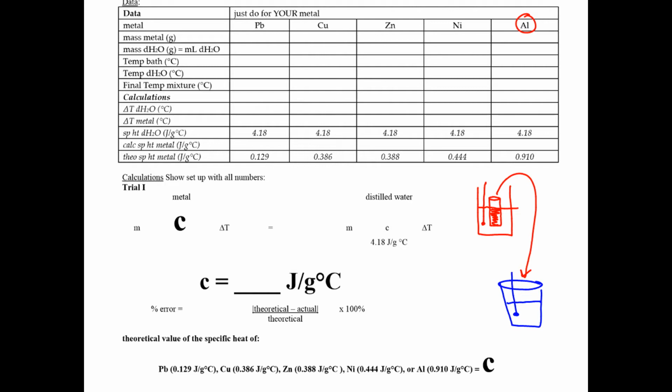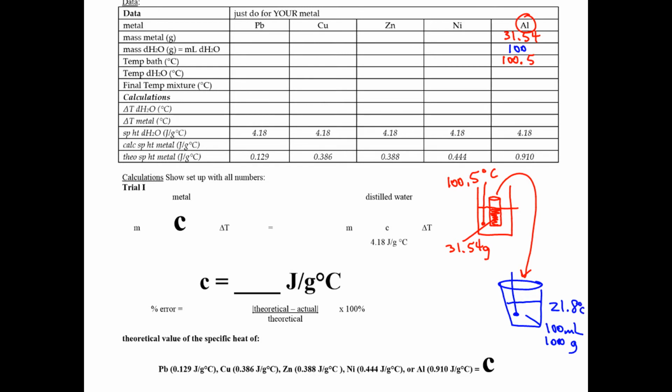Let's suppose I had 31.54 grams of the metal. Let's suppose that I had 100 grams, which was 100 milliliters of the cold water. Let's suppose that my bath temperature was 100.5 degrees Celsius. Then we said that the water was 100 milliliters, which is the same as 100 grams, because the density of water is 1. Let's suppose that the temperature of the water was 21.8 degrees Celsius.